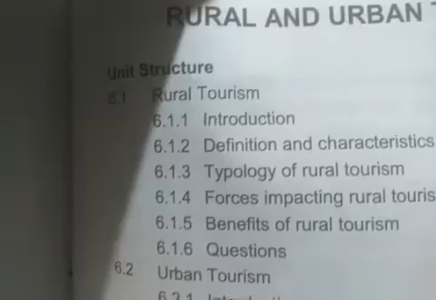Page number 79, Unit 6B, Rural and Urban Tourism. Unit Structure 6.1, Rural Tourism. 6.1.1, Introduction. 6.1.2, Definition and Characteristics. 6.1.3, Typology of Rural Tourism. 6.1.4, Forces impacting rural tourism. 6.1.5, Benefits of rural tourism. 6.1.6, Questions.